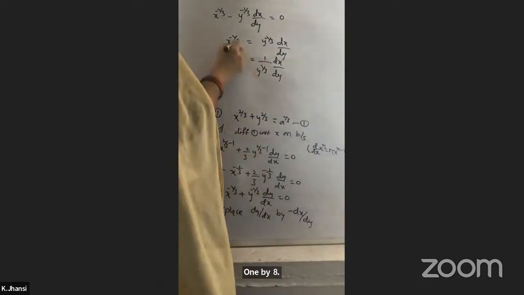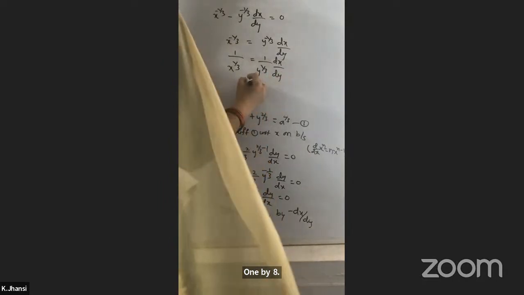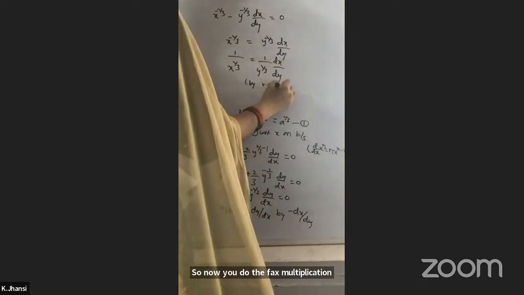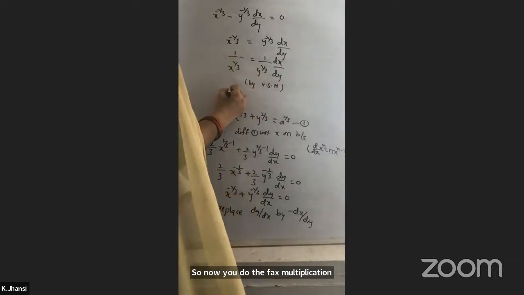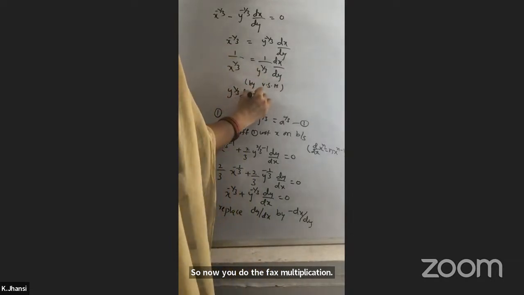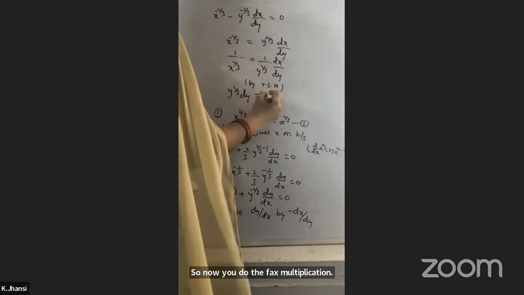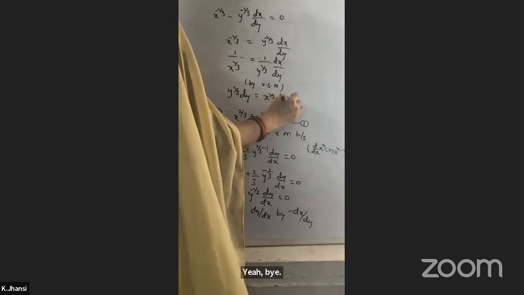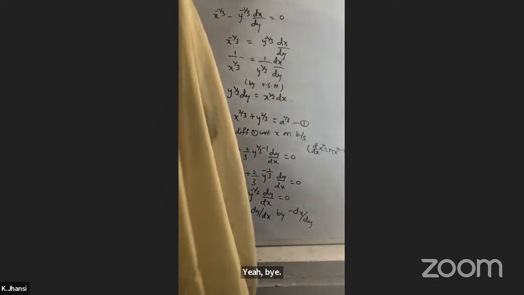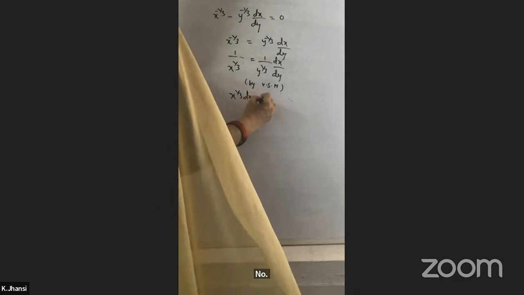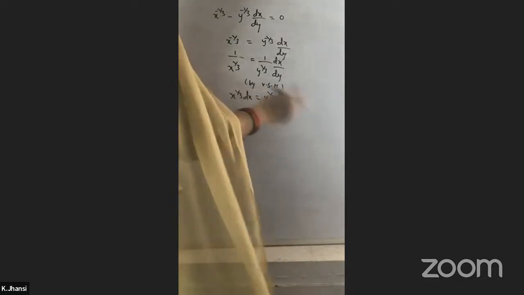Okay. So now you do the cross multiplication. So you can write here, by variable separable method, if you do the cross multiplication, it will be y to the power of 1 by 3 dy is equals to x to the power of 1 by 3 into dx. Okay. Now on integrating, you can write it just like this. Why? Because first you have to get the x term. First you write x to the power of 1 by 3 dx is equals to y to the power of 1 by 3 dy. Okay, just interchange this one.